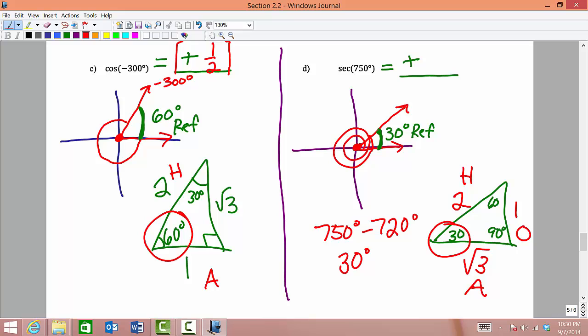Secant is hypotenuse divided by adjacent. So that would be 2 divided by the square root of 3, and we need to rationalize. So we get 2 square root of 3 divided by 3.